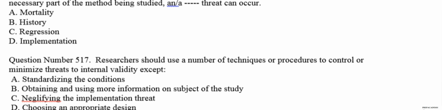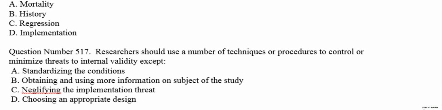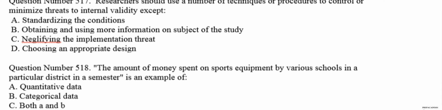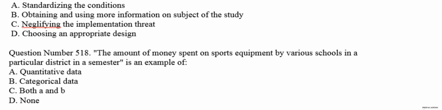Implementation. Question number 517. Researchers should use a number of techniques or procedures to control or minimize threats to internal validity except A. Standardizing the conditions, B. Obtaining and using more information on subject of the study, C. Nullifying the implementation threat, D. Choosing an appropriate design. The correct answer is option C. Nullifying the implementation threat.